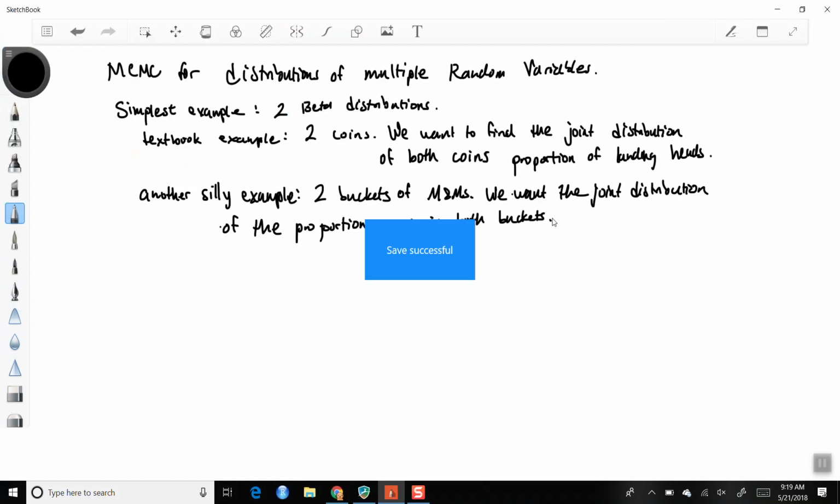Now this is truly a silly and simplest example because in this case the 2 coins are independent. So the resulting joint distribution is just a product of the individual distributions, okay? And if we were to do this analytically, I mean, we already know the beta binomial model, it's very easy. You would just factor them into 2 separate beta distributions, and the joint distribution would just be the product.